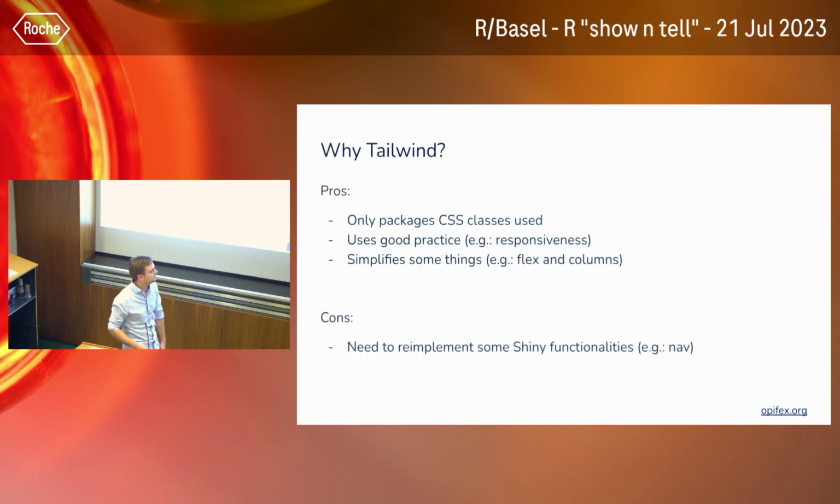One of the pros, one of the things I really like, is that unlike something like Bootstrap, where it's going to bring in all the CSS of the whole framework, like you tend to in Shiny at least, here Tailwind, thanks to the package, parses your R files, looks for the classes you use, and then only takes those classes in the final CSS bundle that you're going to use. It uses good practices out of the box, so things like responsiveness.